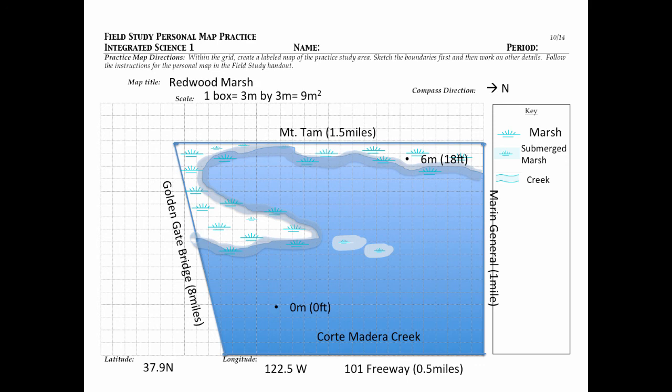Now, using what you've practiced here, make a map of your own field study site. Remember to include a key either on a separate piece of paper or in the extra space around your map.